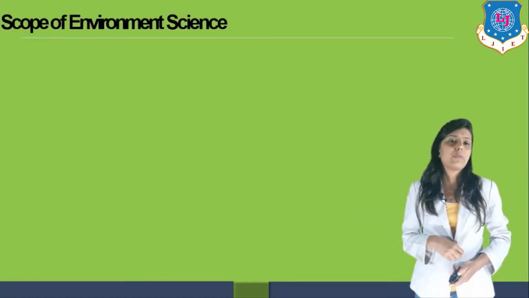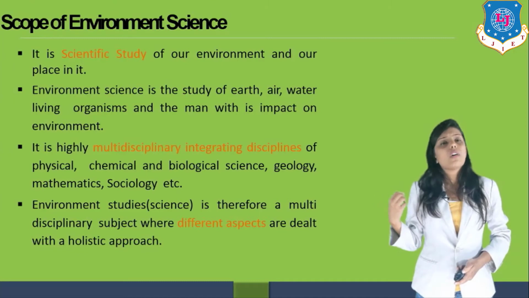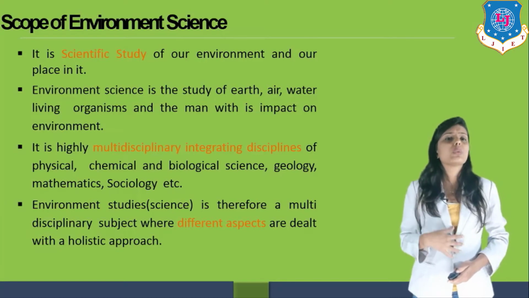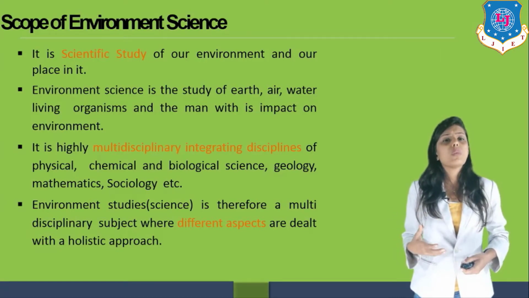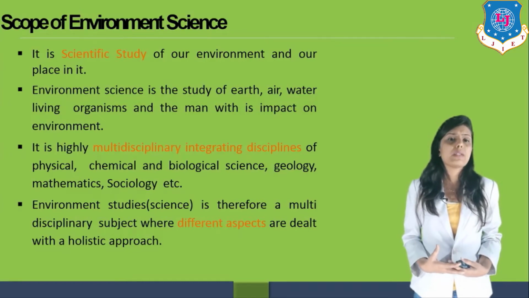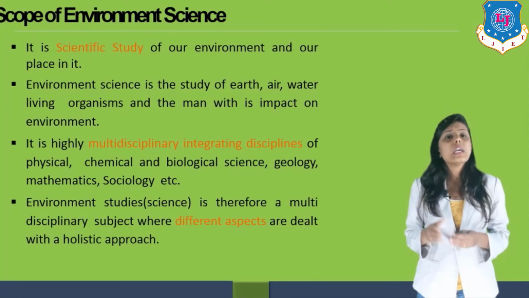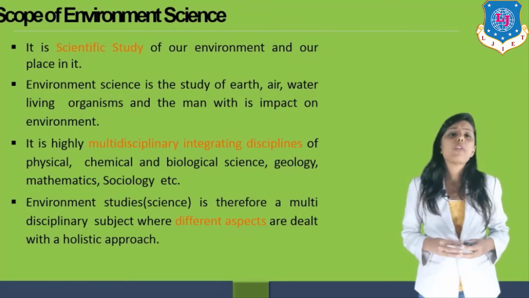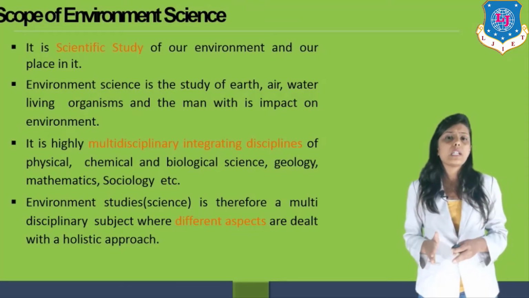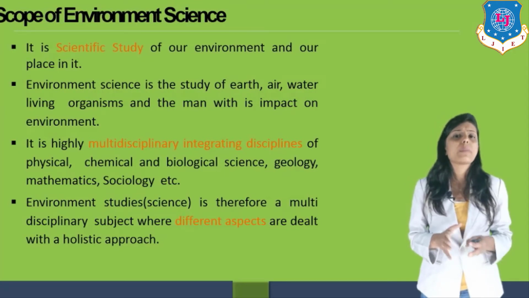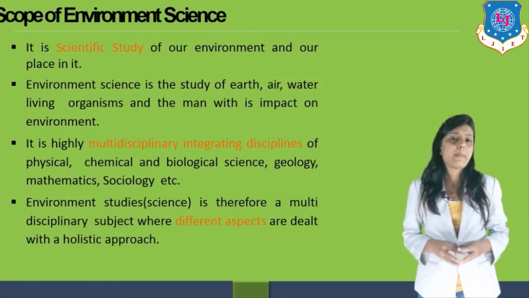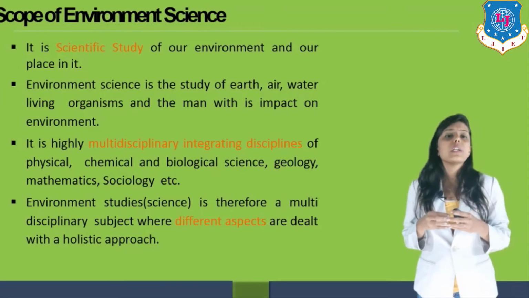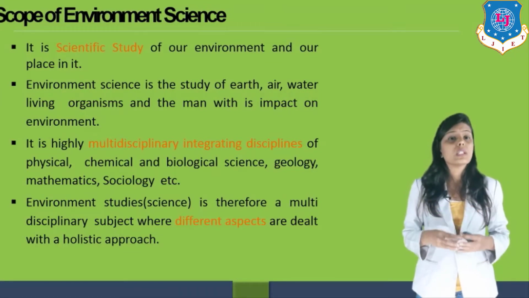Now what is the scope of environmental science? Now we are studying what is environment, why we should preserve environment, how we can conserve the environment, what are the methods to conserve the environment, then what is the scope to learn about environmental science. So the scope of environmental science is, it is the scientific study of our environment and our place in it. Second scope of environmental science is study of earth, air, water, living organism and the man with his impact on the environment. So what we are going to study in environmental science, first is it is a scientific study, then we are going to study about living organism and man's impact on the other living organism.